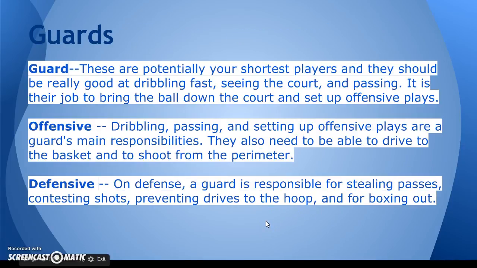Guards. These are potentially your shortest players, and they should be really good at dribbling fast, seeing the court, and passing. It is their job to bring the ball down the court and set up offensive plays. Offensively, dribbling, passing, and setting up offensive plays are guards' main responsibility. They also need to be able to drive to the basket and shoot from the perimeter. Defense. On defense, a guard is responsible for stealing passes, contesting shots, preventing drives to the hoop, and for boxing out.